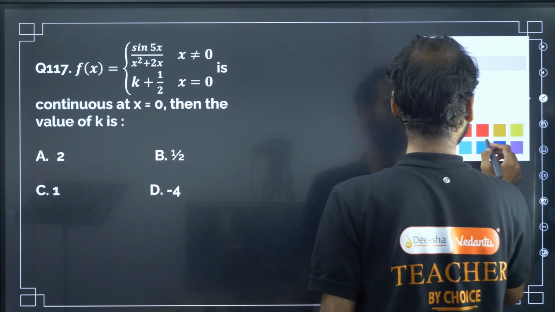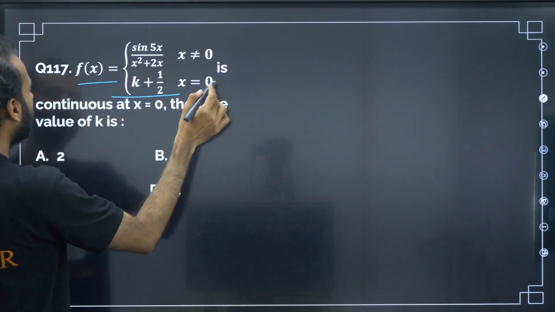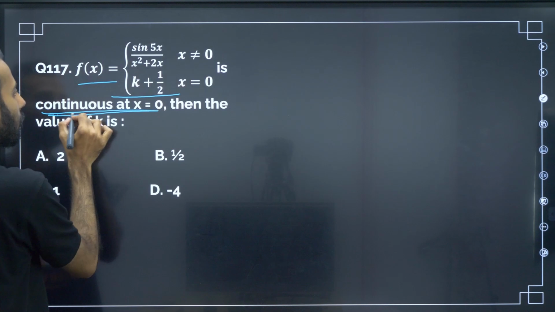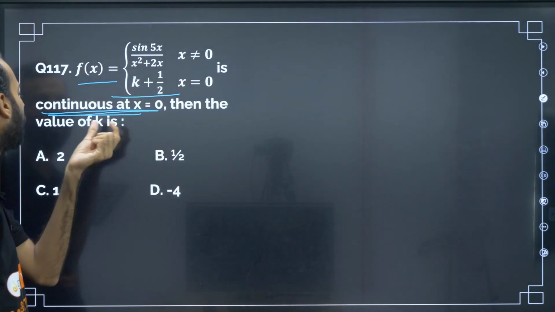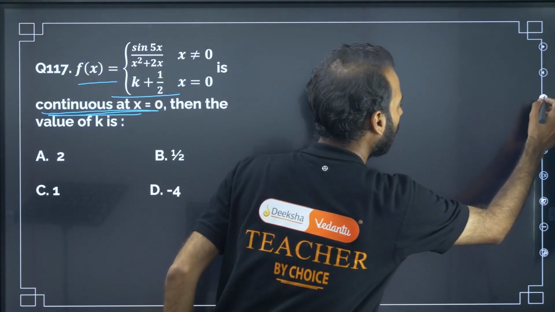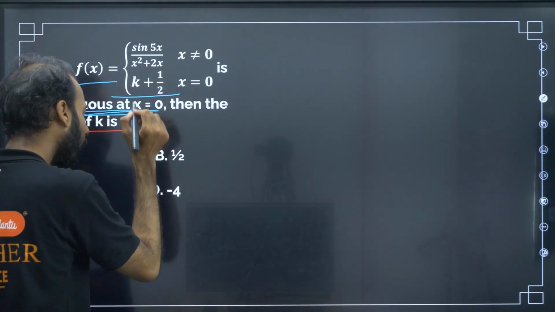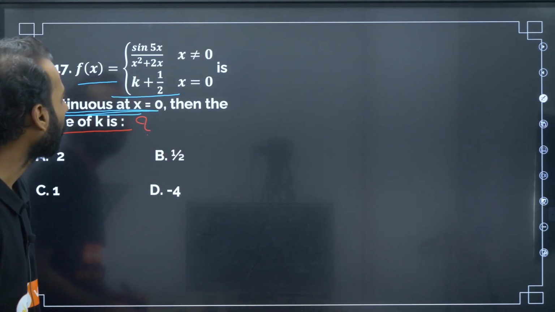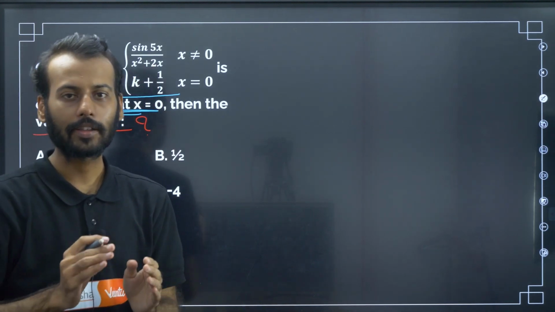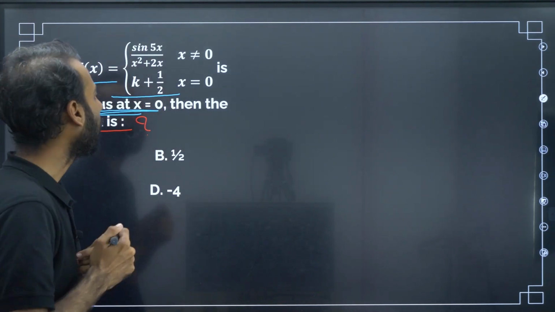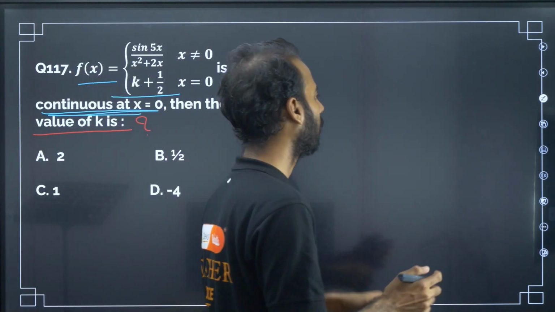So some information they have given. There is one function which is behaving like this, is continuous at x equal to 0. Again same, LHL, RHL is equal to the value of the function. Then the value of k is, what are they asking? They are asking to find the value of k. So we have to check LHL equal to RHL is equal to value of the function at x equal to 0. That condition we have to use and then find the value of k.